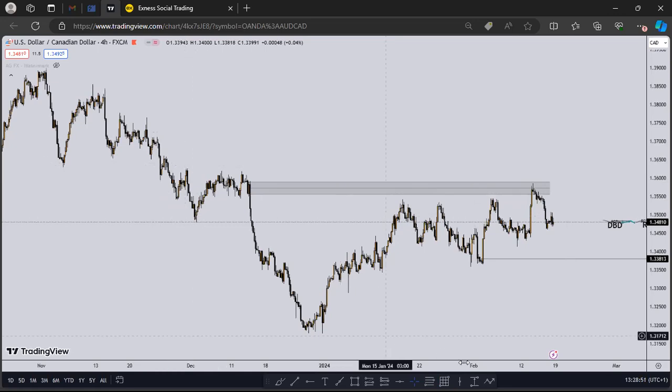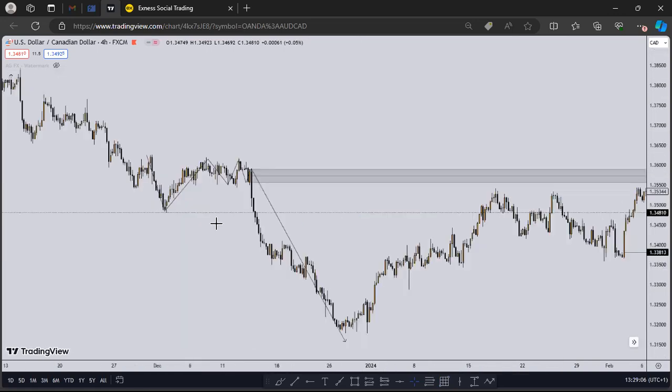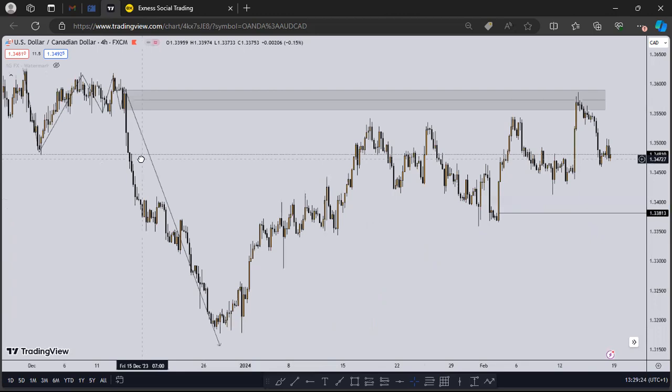Drop, base, drop, base, drop. This was a drop, base, market rallied, drop, base, market rallied, drop, base. This base was the bullish candlestick you are seeing here, which is the order block. It created the base here, and the market dropped all the way to the downside.